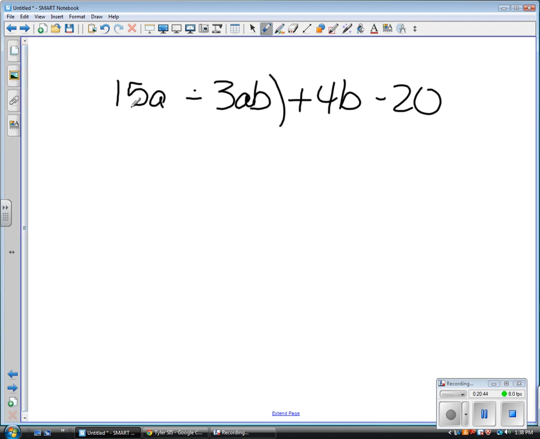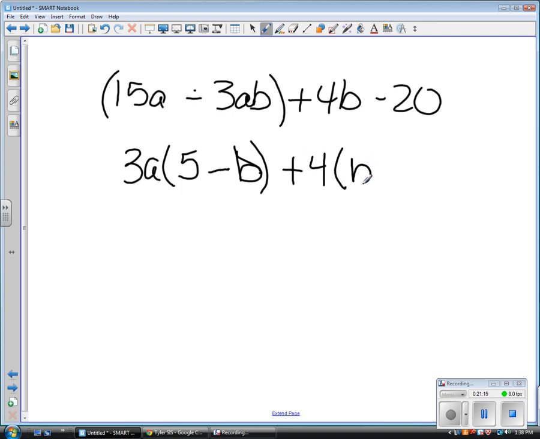Look at it. What are you going to pull out of the first two? Okay, all right. What now? I'm sorry, 3A. All right, so if I pull 3A out of this, what do you have left? 5. If you pull 3A out of here, what you got? Okay, so 1B, so I can just put B. All right. Now, can I factor out anything over here? A positive 4. Okay. And what do I have? Okay, now what?